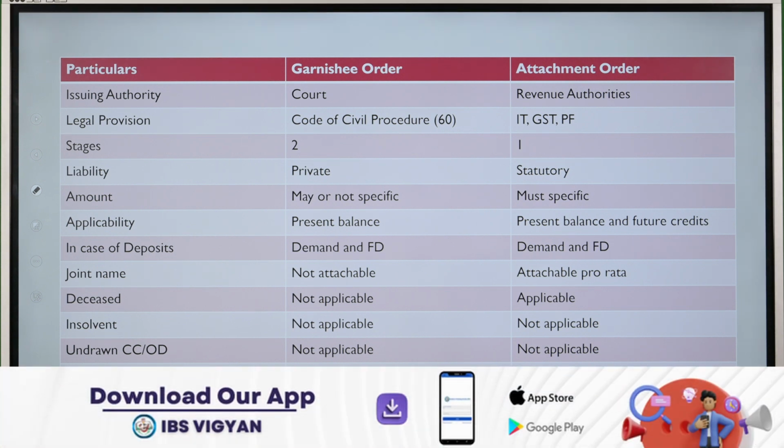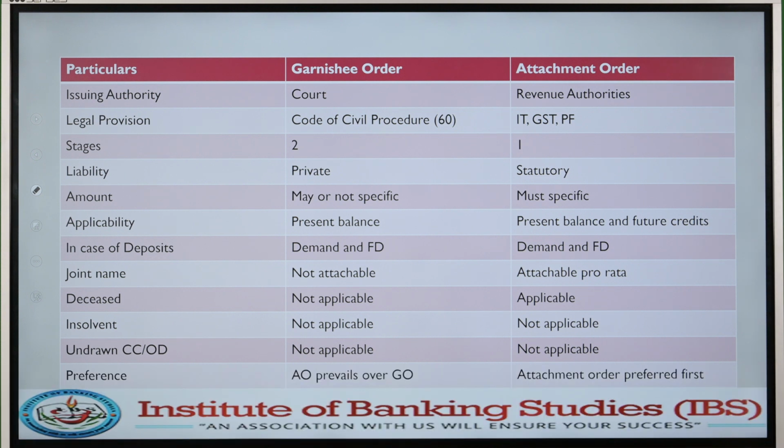If you examine the liability, in a garnishee order the liability is a private liability, that means the dues are private, whereas in an attachment order it is a statutory liability, because the person who has defaulted payment owes income tax or GST or PF. So it is a statutory liability. Regarding amount, in a garnishee order it may or may not be specified, but an attachment order will always specify the amount of attachment.